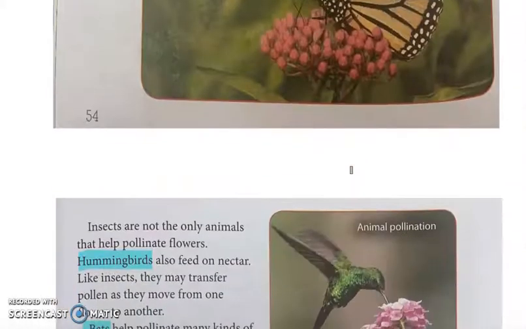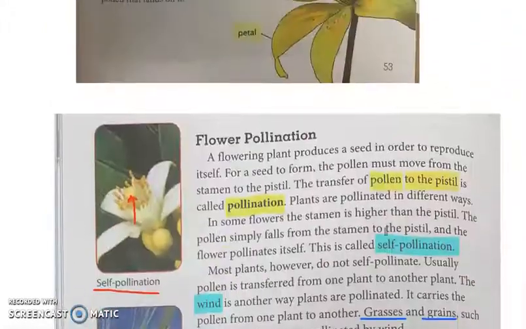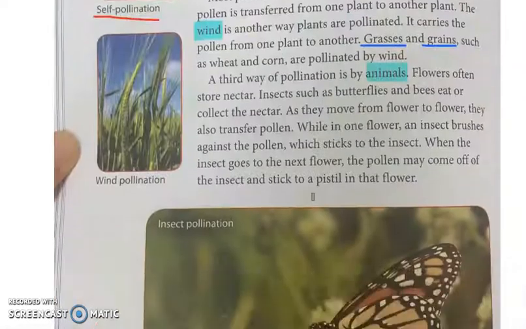So that's all for our lesson. That's it for our lesson today. Then let's do the quick check. Number 1, name the part of a flower that produces pollen. So which part of the flower is producing the pollen? Is it stamen? So let me show you this photo. Is it stamen? Is it pistil? Is it petal? We know that pistil is the pollen receiver. Then it's going to be stamen because the part is covered with pollen.